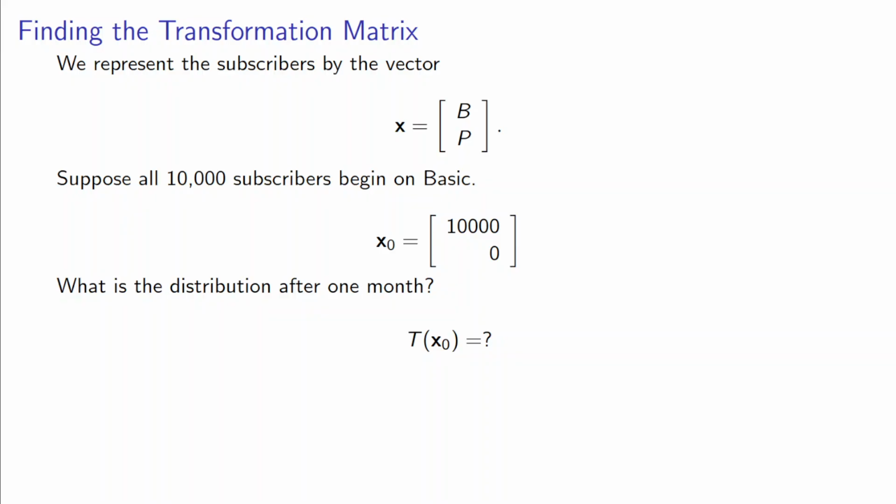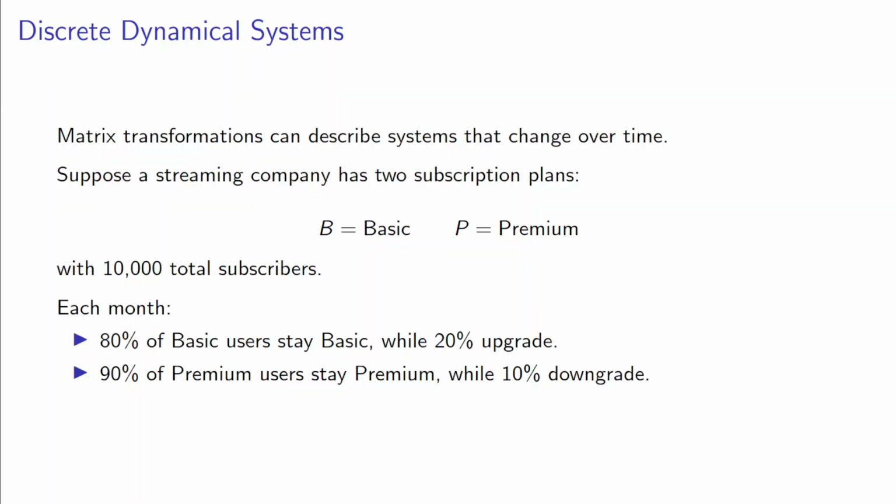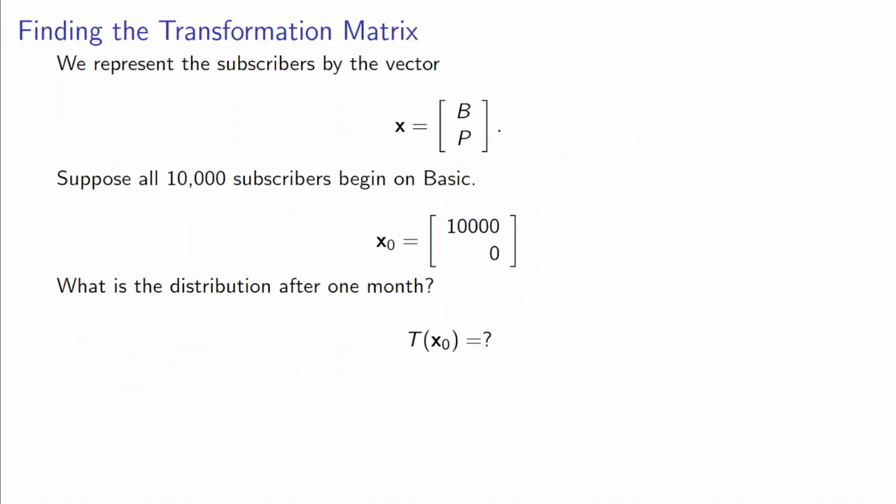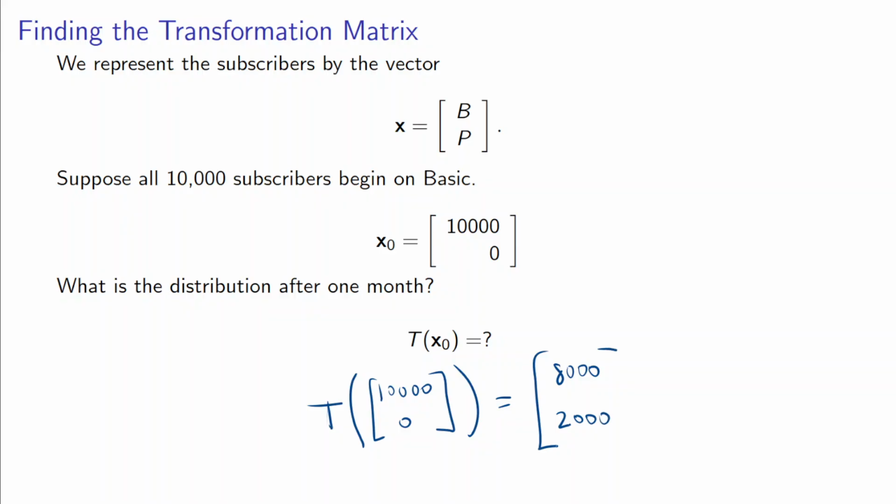What would happen after 1 month? So what is T of x0? We can work that out using the previous information. 80% of these users, since they're all basic, would stay basic, while 20% would upgrade to premium. So T of x0, T of (10,000, 0), would equal 8,000 of them staying basic, while the other 20% would move to premium. So T of x0 in this case would be (8,000, 2,000).